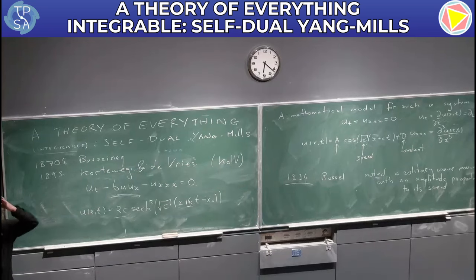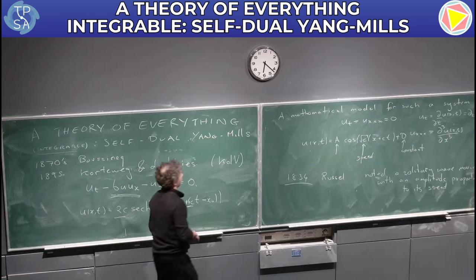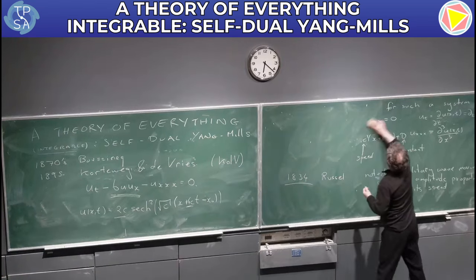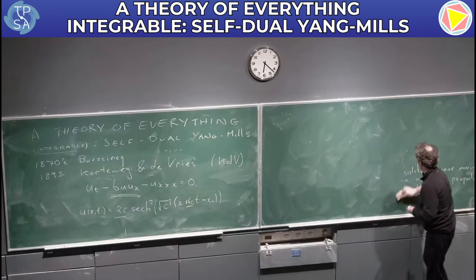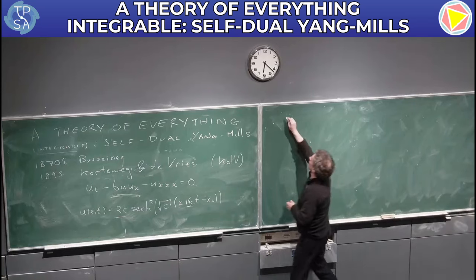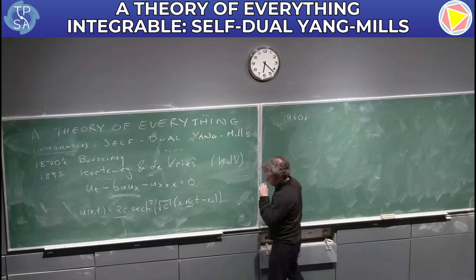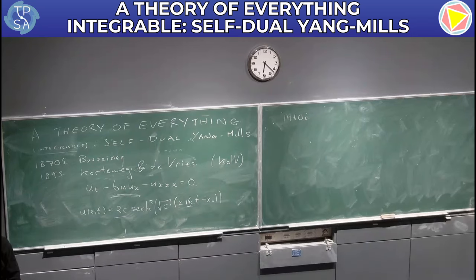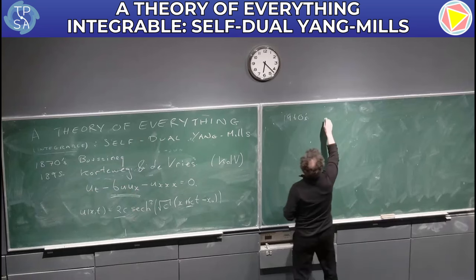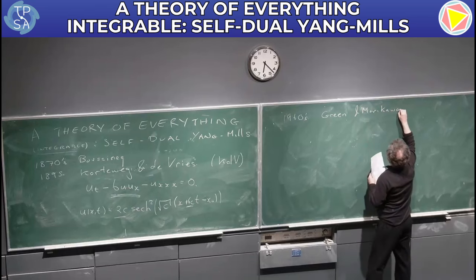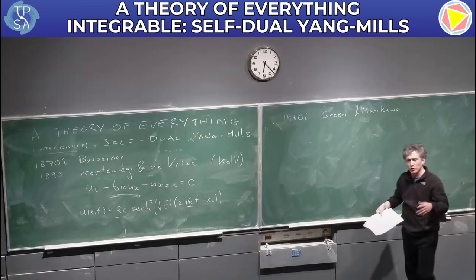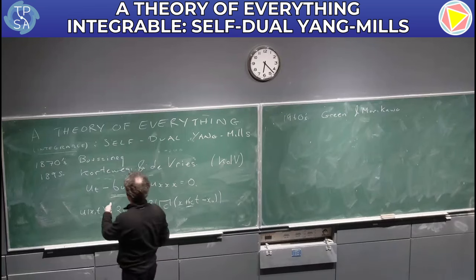So it stood there for a while, and it wasn't until the 1960s. So in the 1960s, mathematicians or applied mathematicians, Green and Morikawa, were looking at a different physical problem. Basically, also in hydrodynamics, they were looking at collisionless waves in hydrodynamics, and they ended up coming up with the same equation.